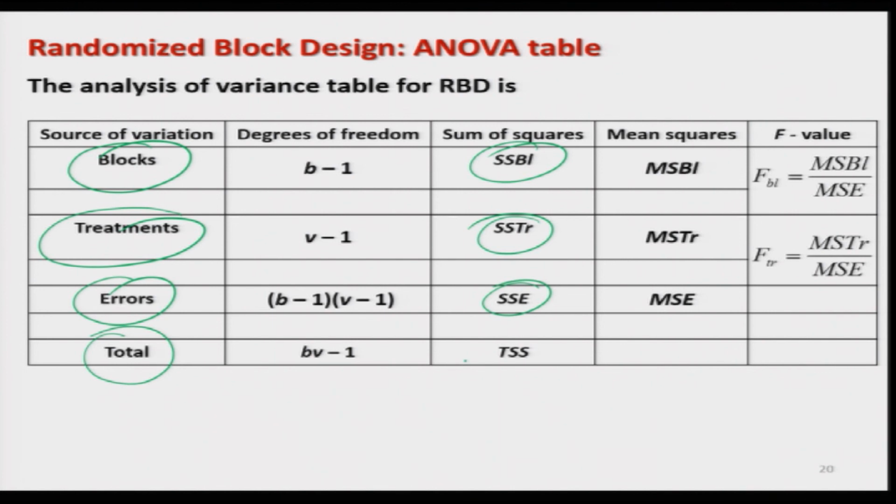The corresponding degrees of freedom for the sum of squares due to block will be b minus 1. For the sum of squares due to treatment, this will be v minus 1. For SSE, this will be (b minus 1) into (v minus 1). And for the total sum of squares, this is bv minus 1. Based on that, you can obtain the mean squares.